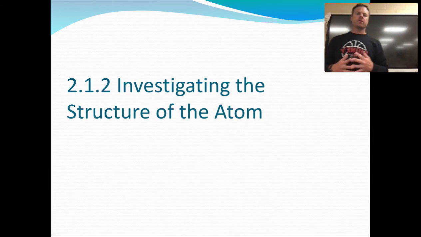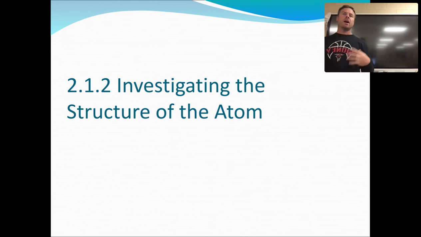Okay, so our goal is to look at the structure of the atom and how it's evolved over the last couple hundred years. There have been many theories of the atom, and what we're going to look at is the individual parts and their discoveries that created these different versions of the atom.